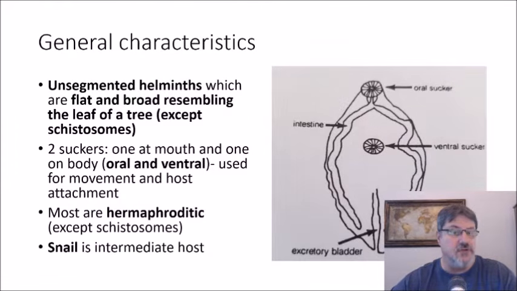Most of them have two suckers, one at the mouth and one on the body, an oral and a ventral sucker, which is used for movement and host attachment. With the exception of the schistosomes, most are hermaphroditic. And for all of them, the snail, specific snails for each parasite, but the snail is the intermediate host for the trematodes or the flukes.